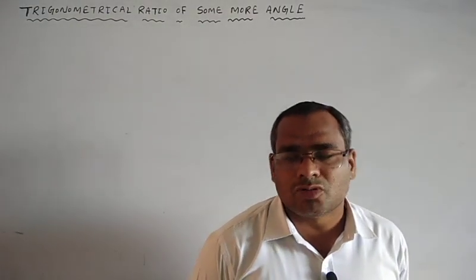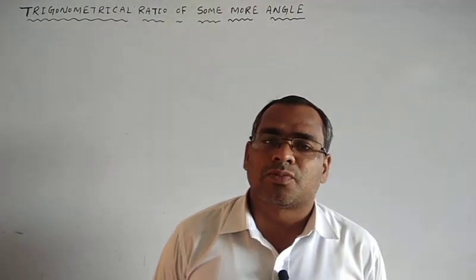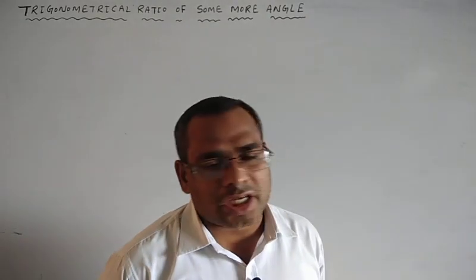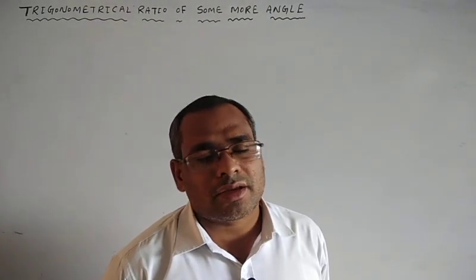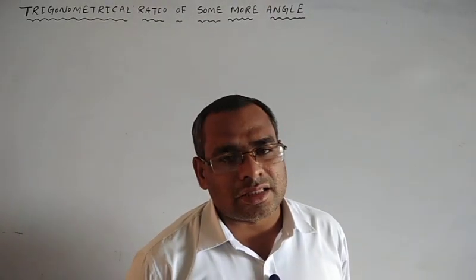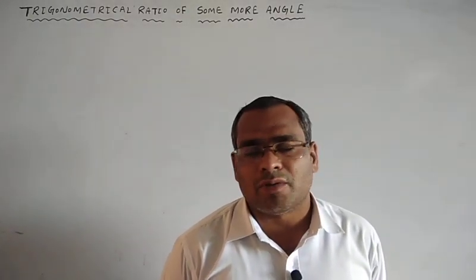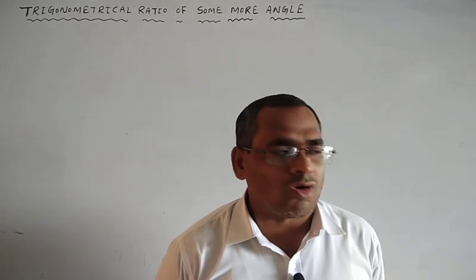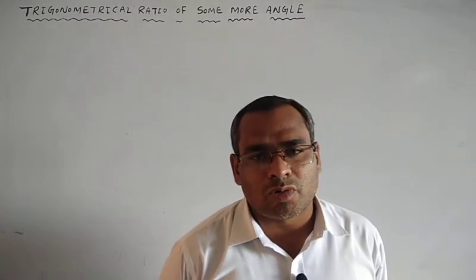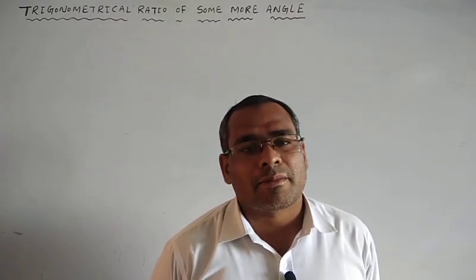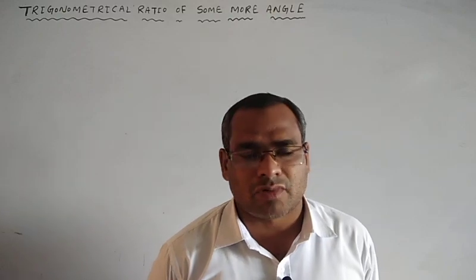Sin 3a equal to 3 sin a minus 4 sin cube a, cos 3a equal to 4 cos cube a minus 3 cos a, tan 3a equal to 3 tan a minus tan cube a by 1 minus 3 tan square a, cot 3a equal to cot cube a minus 3 cot a by 3 cot square a minus 1.